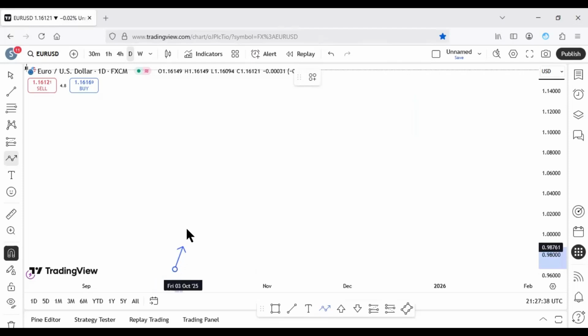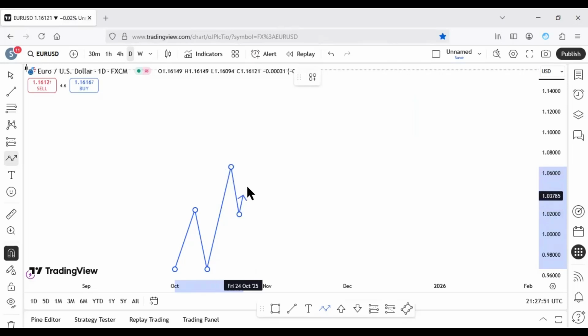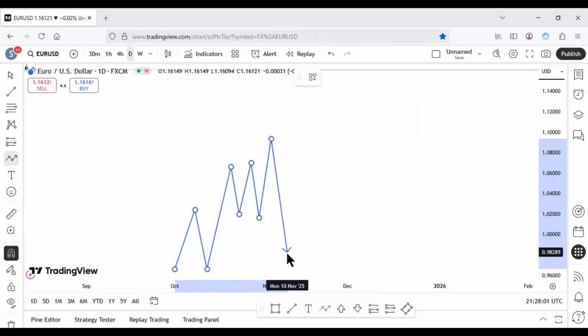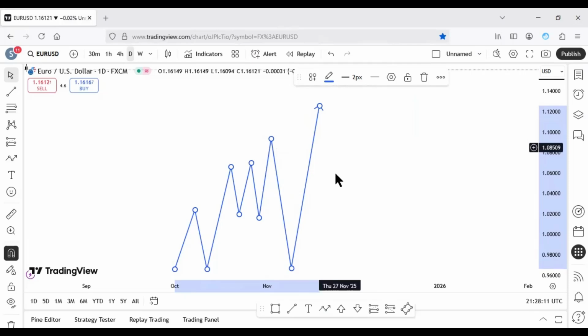Equal lows in an uptrend. Suppose price is breaking structures to the upside. This is in an uptrend. This is the equal low liquidity, like that. This is what you know as the equal low liquidity.